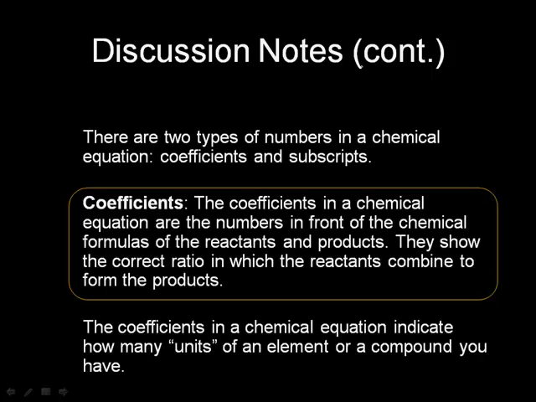Coefficients are the numbers in front of the chemical formulas of the reactants and products. They show the correct ratio to which the reactants combine to form the products. Coefficients in the chemical equation indicate how many units of an element or a compound you have.